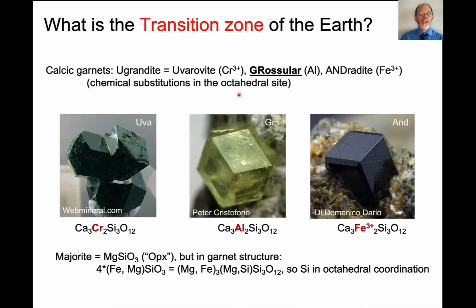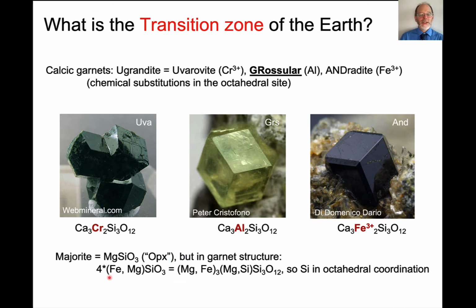There are also the ugrandite garnets. That stands for uvarovite, which is a calcium chromium garnet, calcium aluminum garnet, grossular, calcium ferric iron garnet, andradite. So majorite has a composition of MgSiO3, which is like orthopyroxene, but it's in the garnet structure.